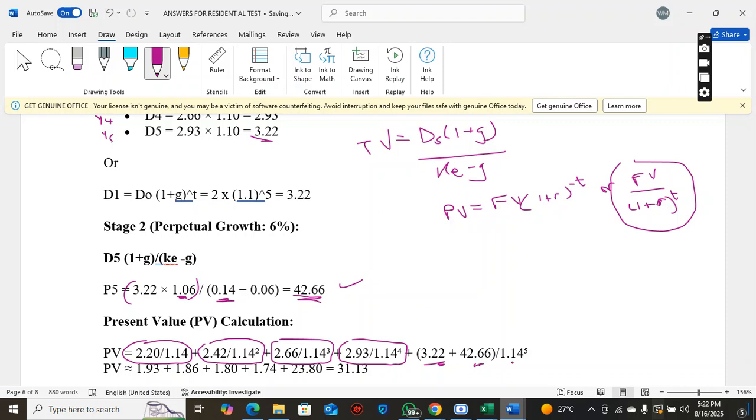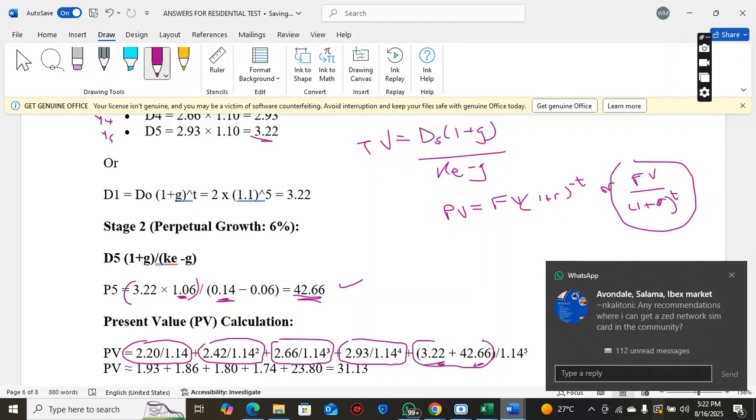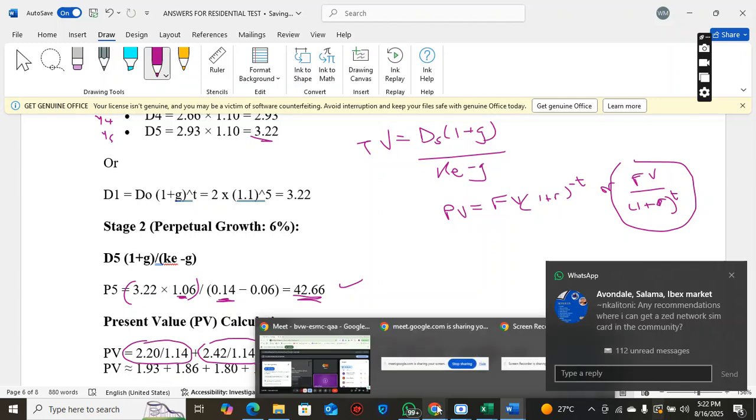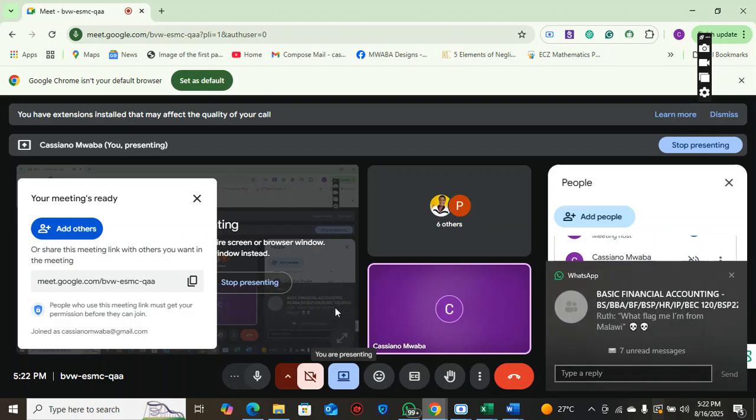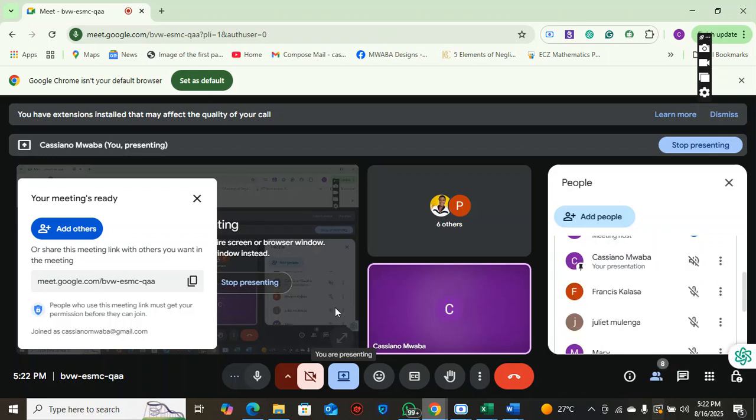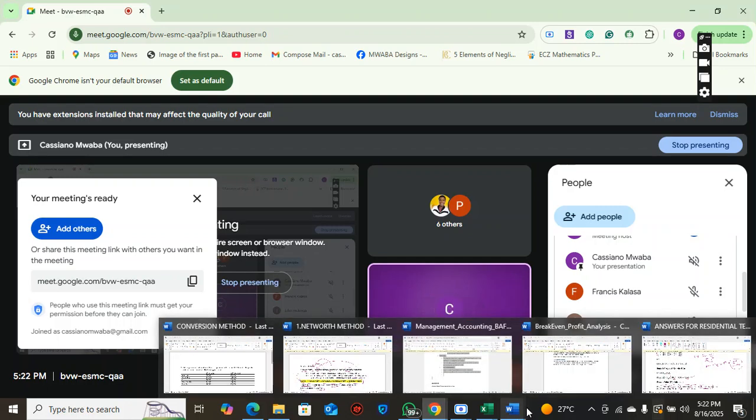Then in year 5, you include the dividend for year 5 and the terminal value. If you want, you can do them separately. You can do 3.22 over 1.14 to the power 5 plus 42.66 over 1.14 to the power 5, or you can combine them like this. Take note, for the terminal value, don't put year 6. The terminal value will be in the same year as the last dividend. Do not put the terminal value in its own separate year.